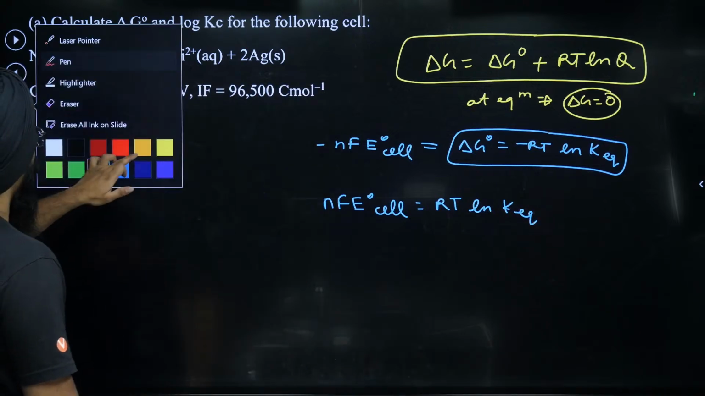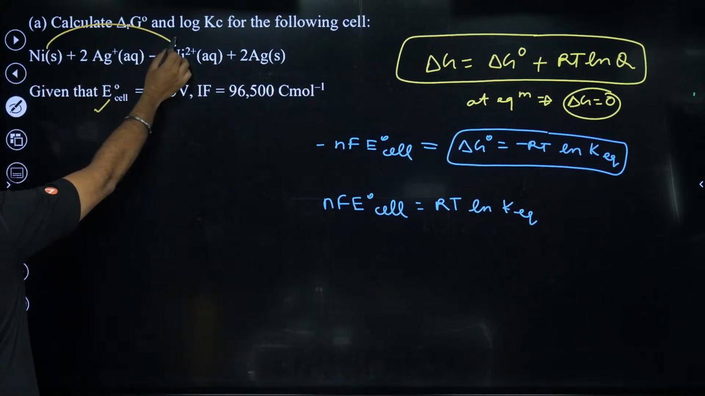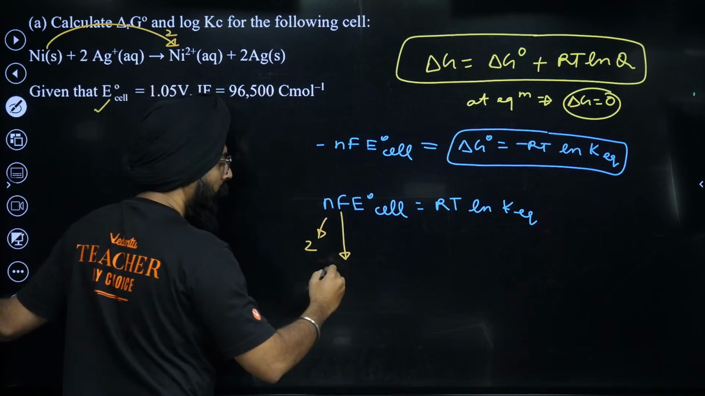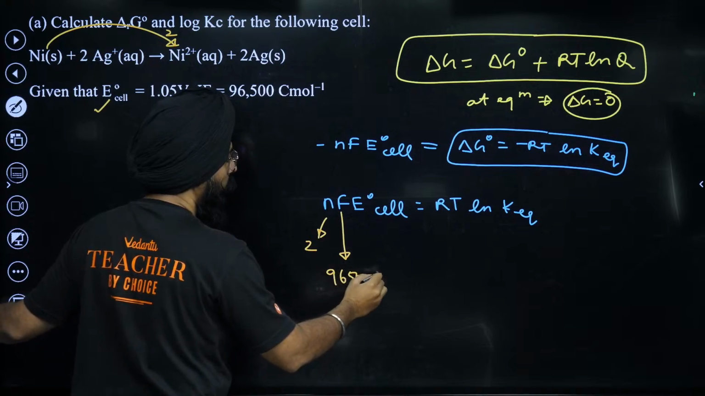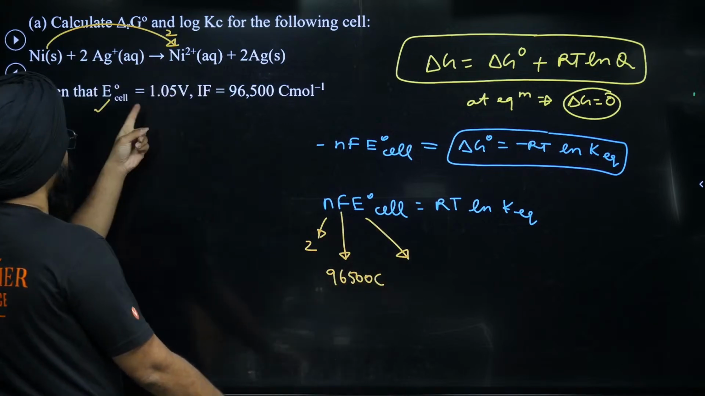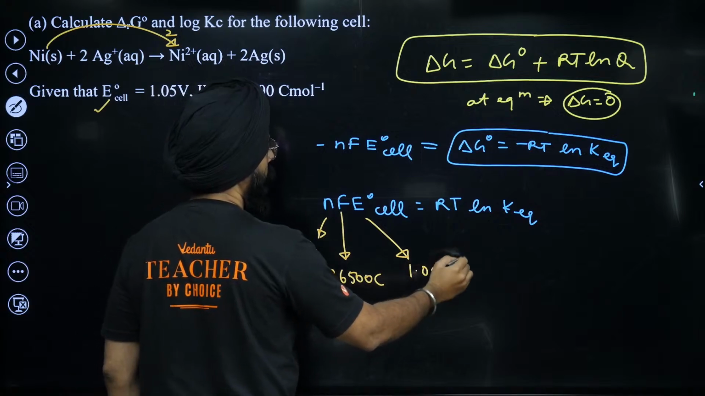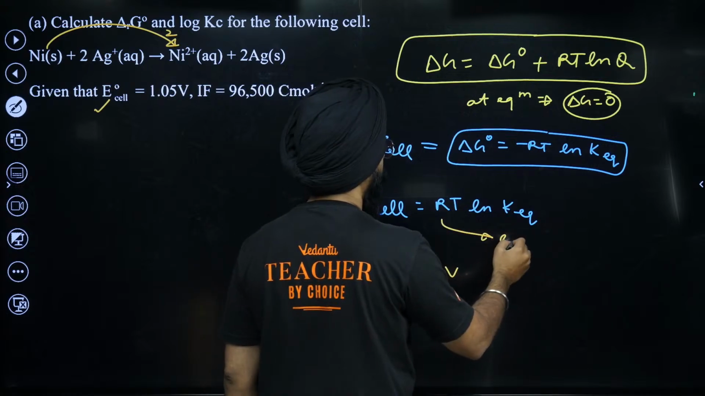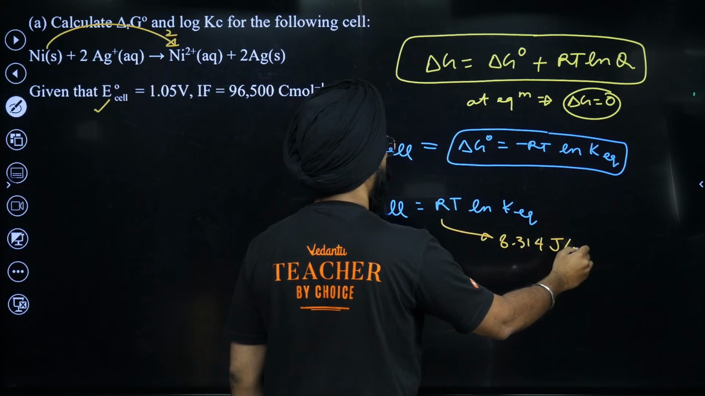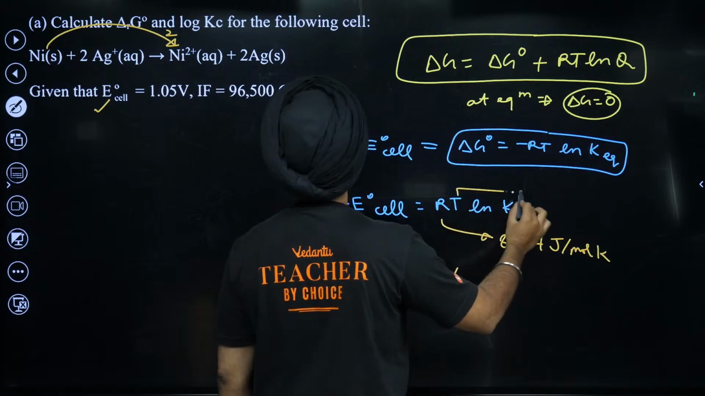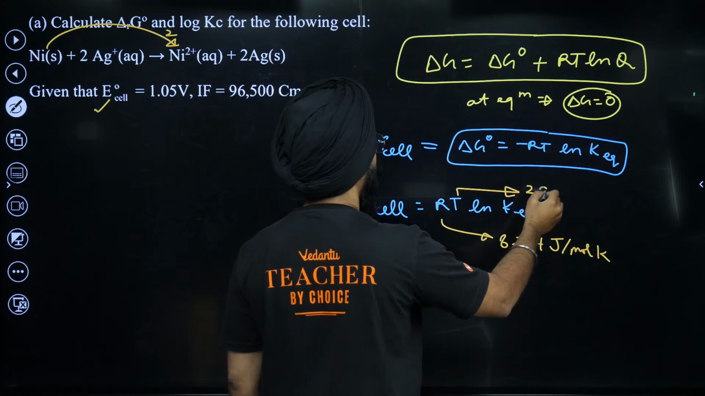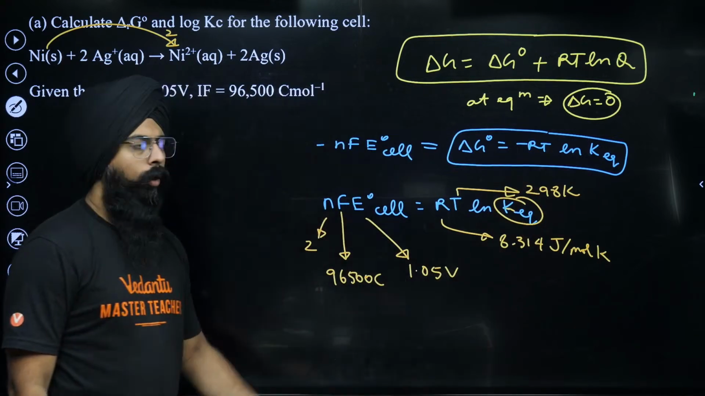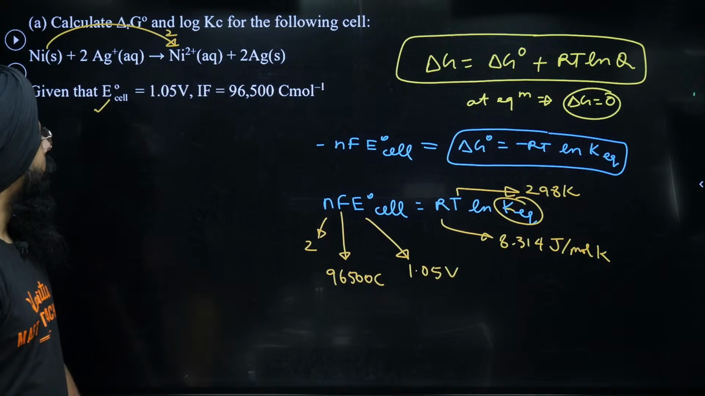So now calculate the N, please. N is 2. Faraday's constant is given as 96500 coulombs. E naught cell is given as 1.05 volts. R, if nothing is given, we'll assume R is 8.314 joule per mole Kelvin. Temperature, if nothing is given, we will assume it is 298 Kelvin. And K is what we'll calculate. So just plug in all the values, you calculate K.